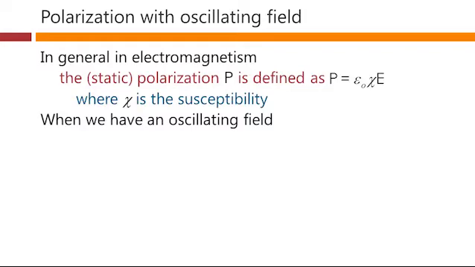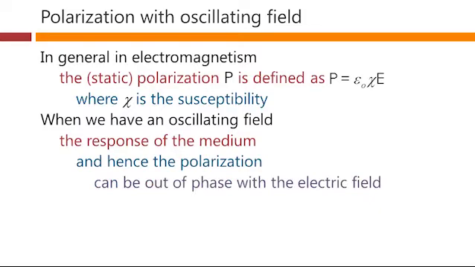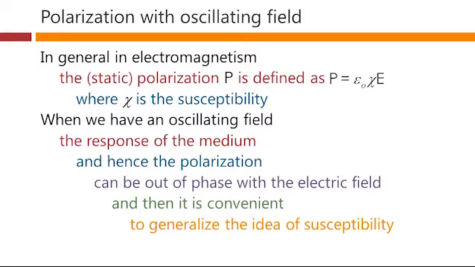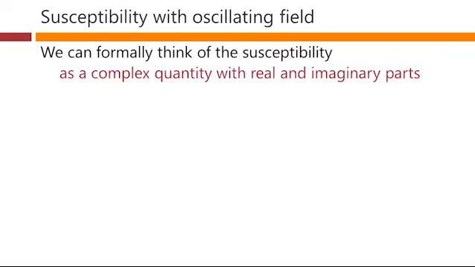When we have an oscillating field, the response of the medium, and hence the polarization, can be out of phase with the electric field that's driving it. And then it's convenient to generalize this idea of susceptibility a bit. We can formally think of the susceptibility as a complex quantity with real and imaginary parts, and we can call those chi prime and chi double prime, respectively.